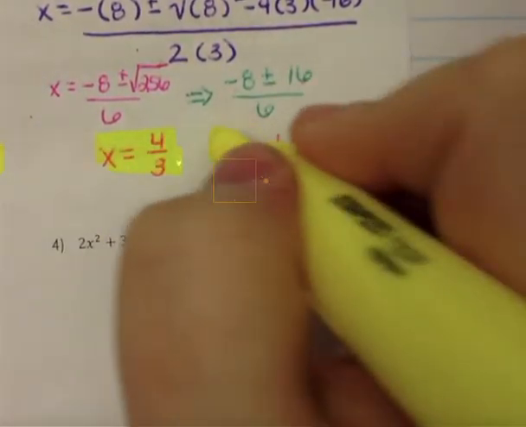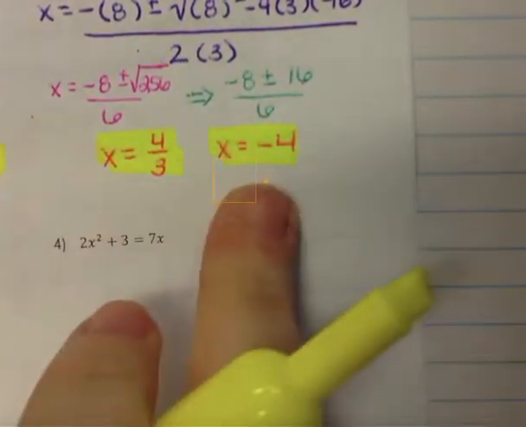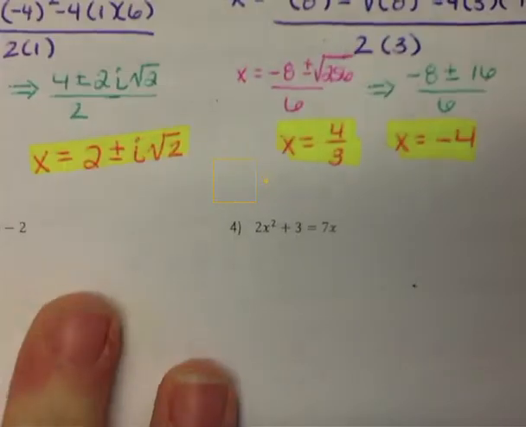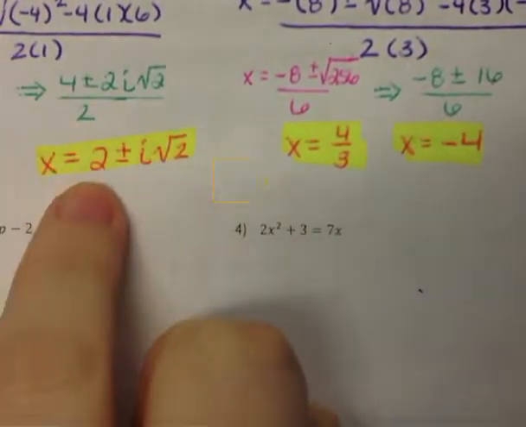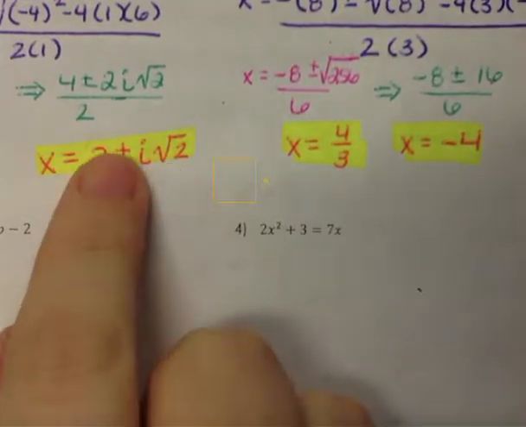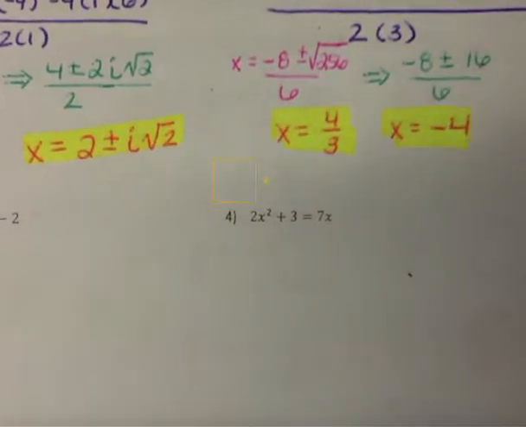Since they are real rational, we do separate them into two answers. If they are irrational or imaginary, we want to keep them as one set, but understand that these are still two different solutions. The plus or minus is what gives you your two different solutions.